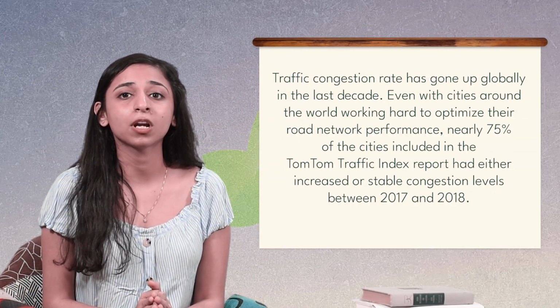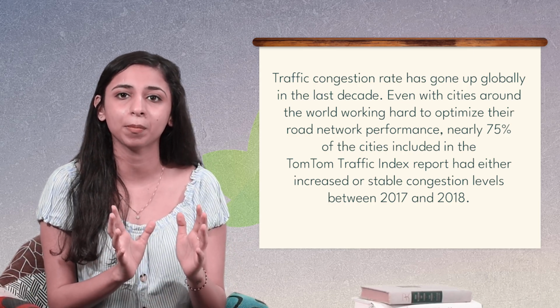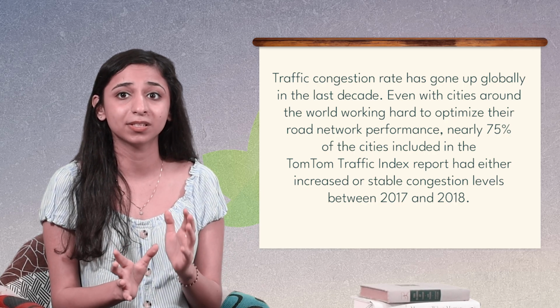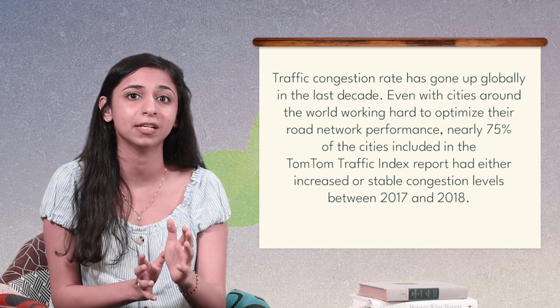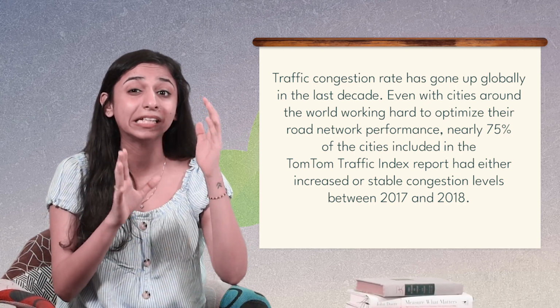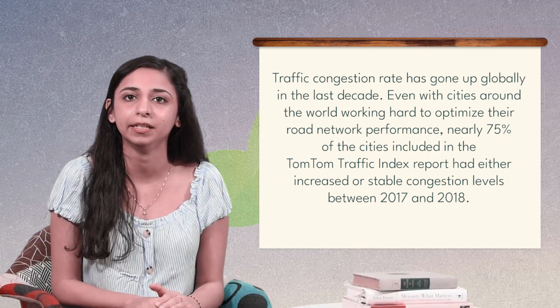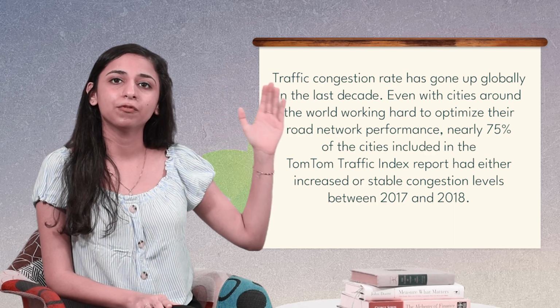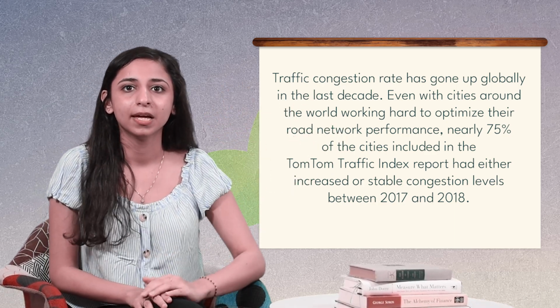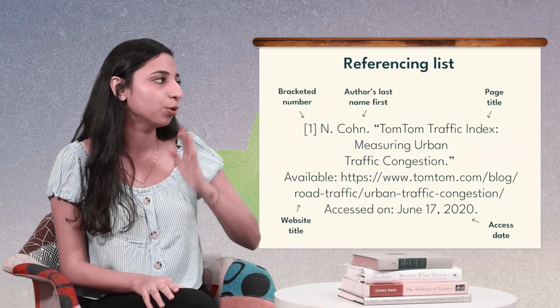For example, the traffic congestion rate has gone up in the last decade, even with cities around the world working hard to optimize their road network performance. Nearly 75% of the cities included in the TomTom Traffic Index report had either increased or stable congestion level between 2017 and 18. This is an excerpt from IEEE papers. Hence, we can assign this particular source as 1 and the referencing list for the same would be.